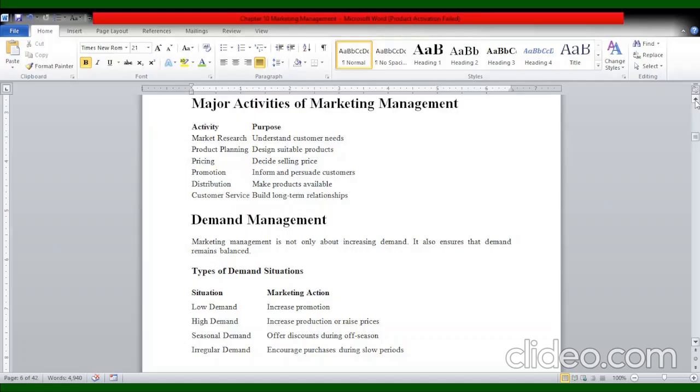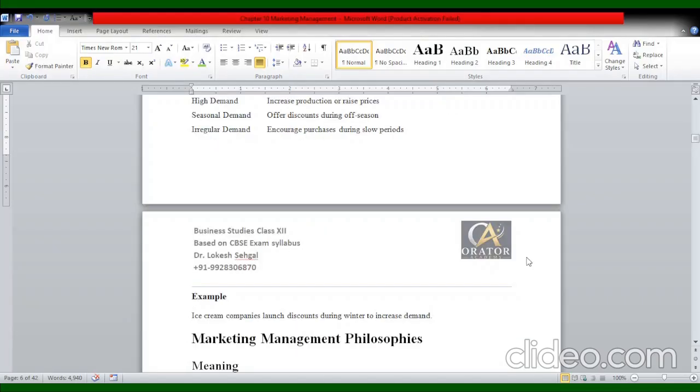A slow period is a time in which customers demand less, right? For example, ice cream companies launch discounts during the winter to increase the demand. During the winter season, most people avoid ice cream. So companies launch a discount so that people are attracted, like buy one get one free, or buy one family pack and get another free. So in this way, they settle their irregular demand by offering the discount, right?